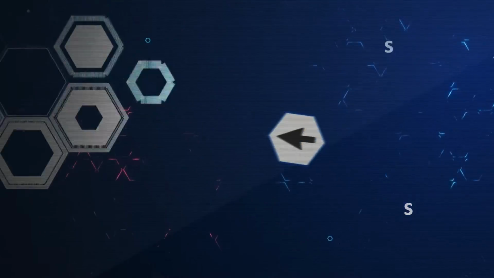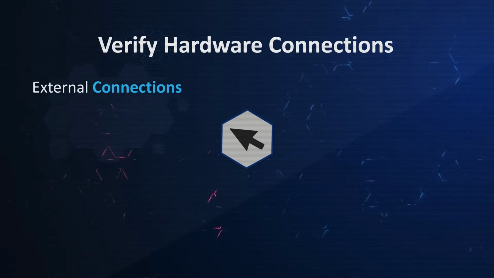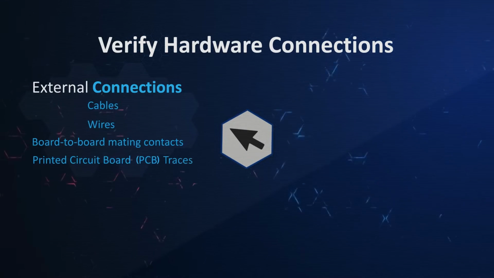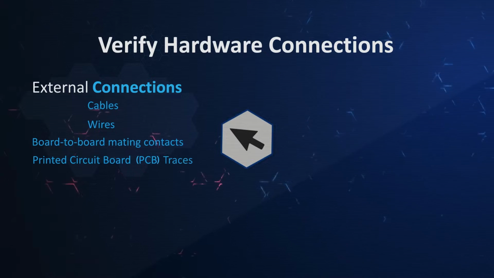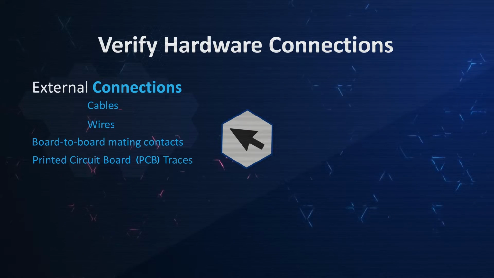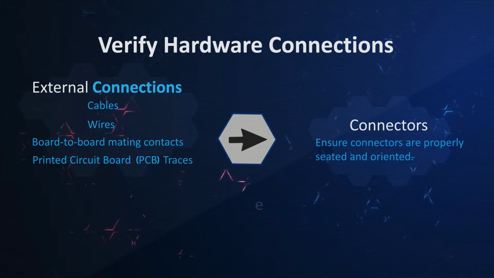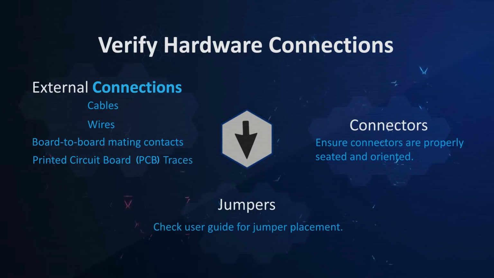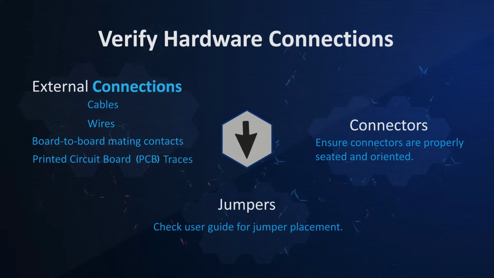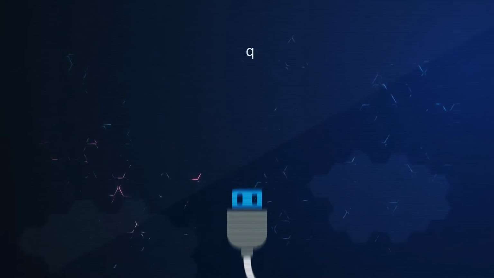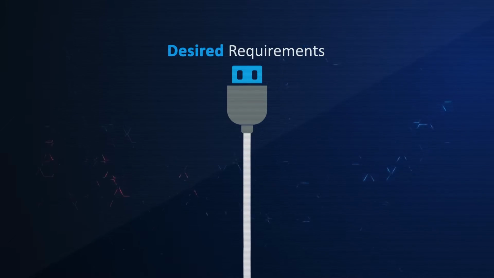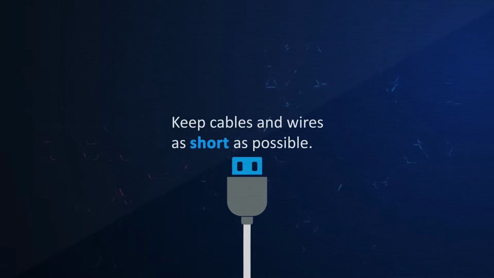Verifying hardware connections involves checking the external connections, such as cables and wires, board-to-board mating contacts, and printed circuit board, or PCB, traces. Check for loose connections and incorrect connector orientations, as well as jumper configurations. Ensure that accessories like cables match your desired requirements. Keep cables and wires as short as possible.